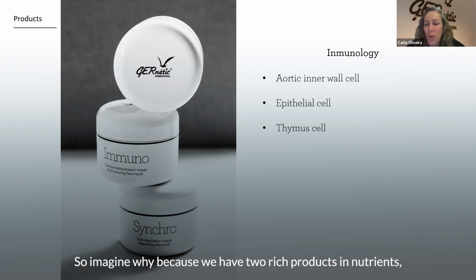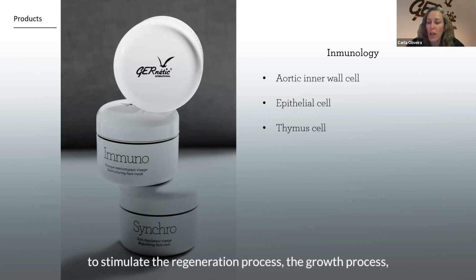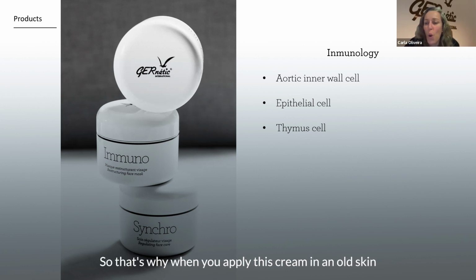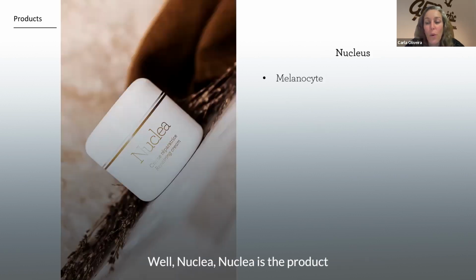So imagine why. Because we have two products so rich in nutrients, but also with tools in order to improve the combination and the arrival of those nutrients to each one of our cells, in order to stimulate the regeneration process, the growth process, the differentiation process. So that's why when we apply this cream on old skin, or even young skin that is very badly treated, we have a result in the moment that we apply the cream. It's amazing, really.